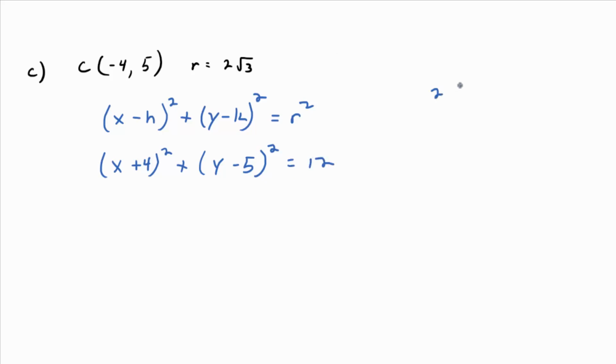Okay, yeah, because when you square 2 rad 3, that's what you plug in right there and square it, right? When you square 2 rad 3, you have to square both the 2 and the rad 3, then multiply them together. The exponent applies to both the 2 and the radical 3. So 2 squared is 4, times radical 3 squared is 3. 4 times 3 is 12. That's it. That's the standard form of the circle.